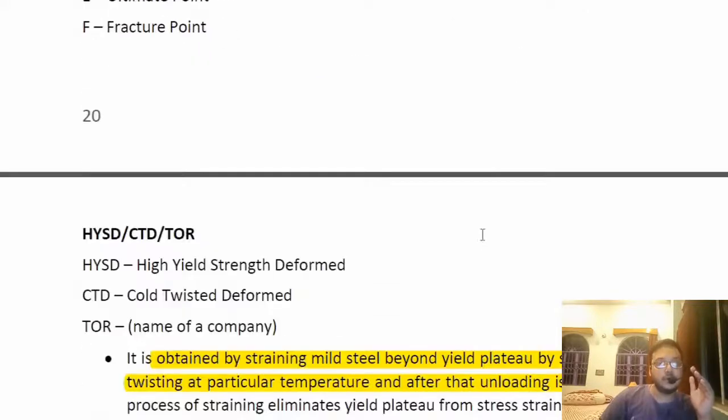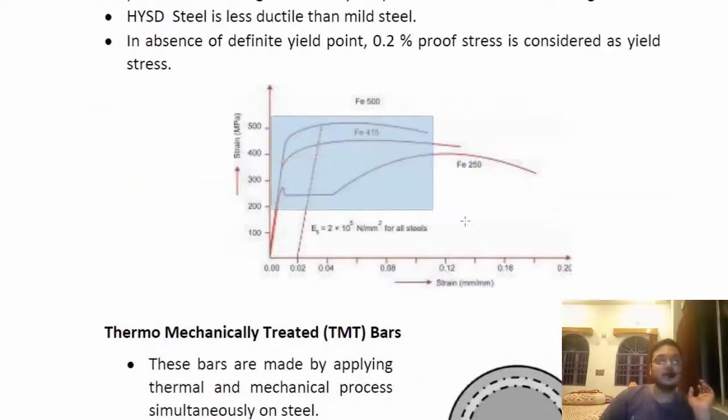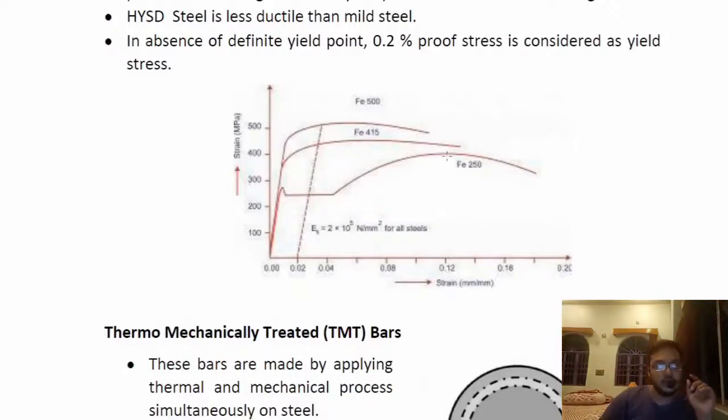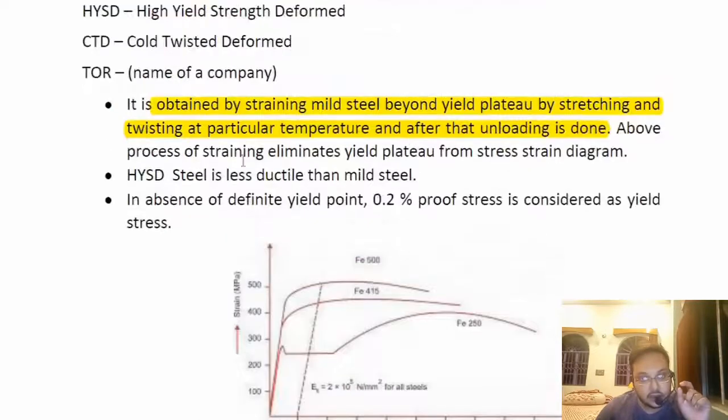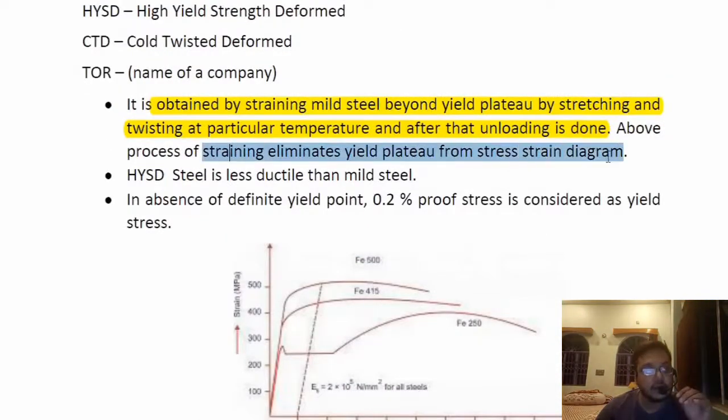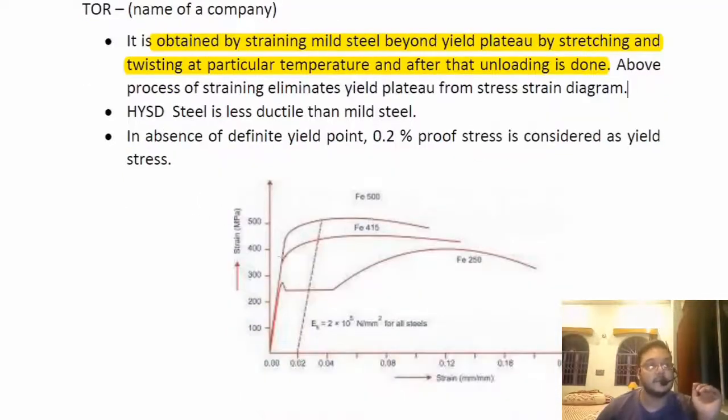So we won't get this type of thing in our curve. We will achieve only one peak, and this is our graph as shown for the HYSD bars. You can see the Fe250 or mild steel graph is somewhere here, but for Fe500 and Fe415 the yield strength is very much higher.